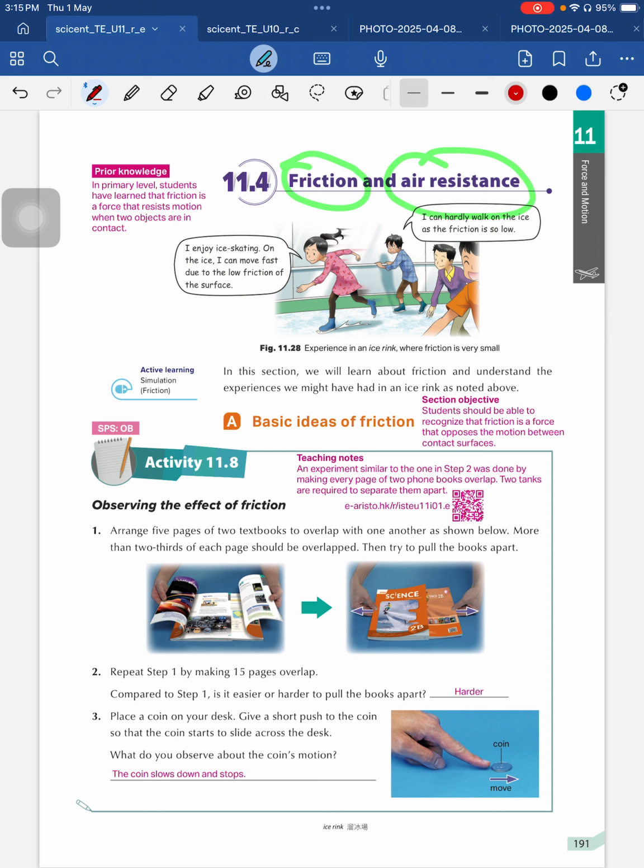Now you try to overlap the pages of the textbook and your workbook, just like the diagram here, and then you try to pull out the workbook and the textbook as well. You'll find that it is very hard to pull the books apart. And of course, you can have the other activity, like you try to put a coin on the surface of your desk, and then you try to give a short push to the coin, and see whether the coin moves or not. If it moves, you find that it stops immediately.